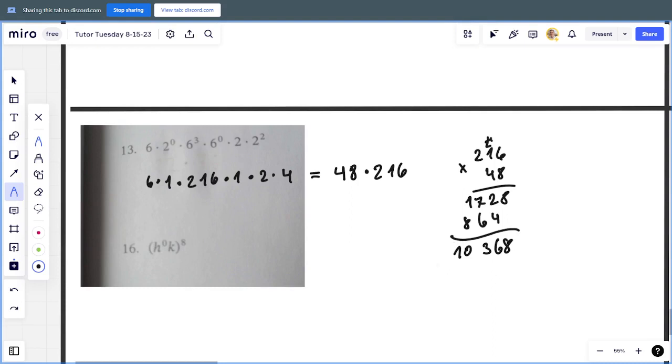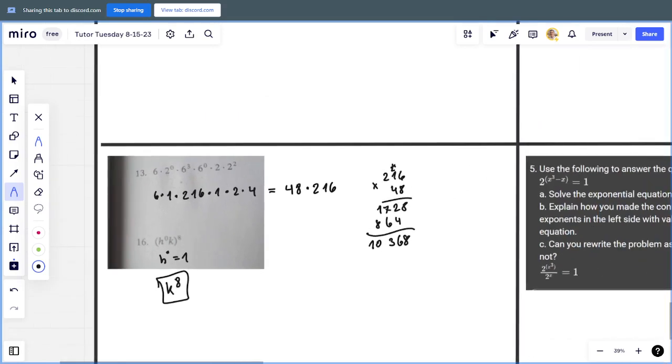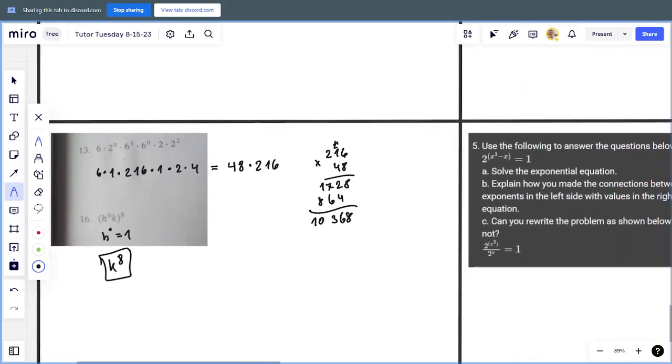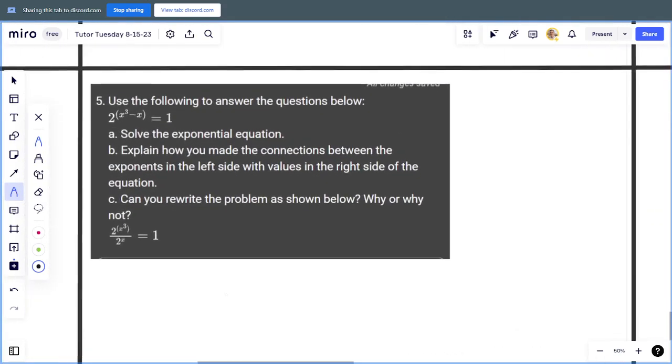I think that's correct. And then this one, okay, well, h to the 0 is just equal to 1, so this is just k to the 8th, put simply. I like that. Let's do a little bit of a harder exponential problem.